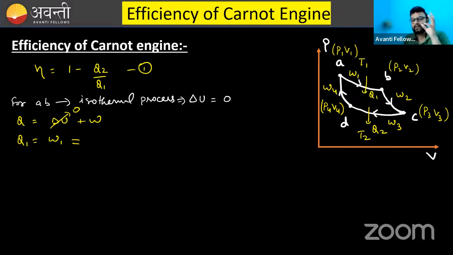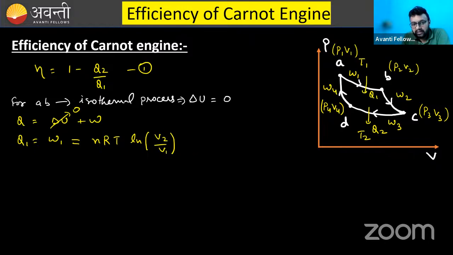Work done in isothermal process: W is equal to nRT ln V2 by V1. I think you have remembered the relation. nRT ln V2 by V1. This is the work done in isothermal process. So in this way, we have calculated Q1.